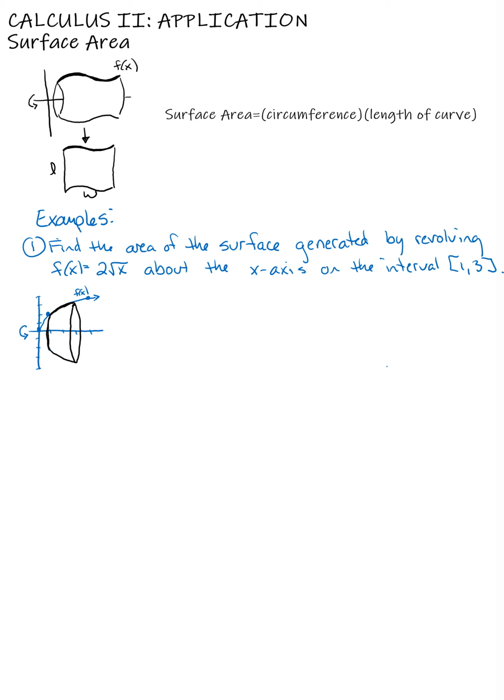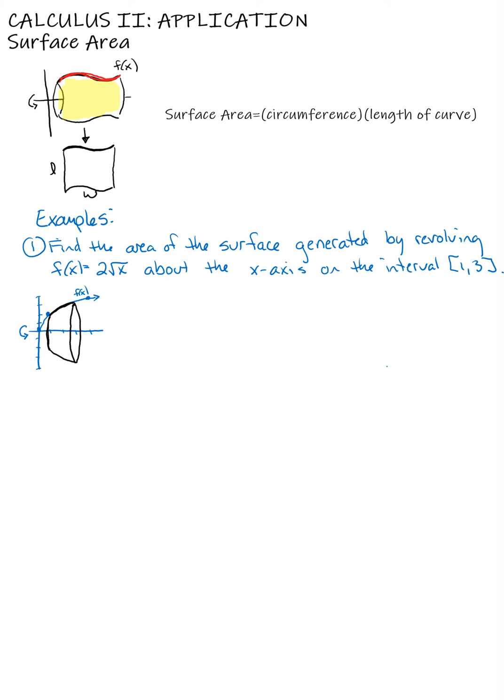So let's start with the function f of x, and if we draw the curve described by f of x, we get something like this red line here. And now what we're going to do is take that red line and rotate it about the x-axis, and what we end up with is a three-dimensional object, and we're going to just find the area of the outer surface of that object.